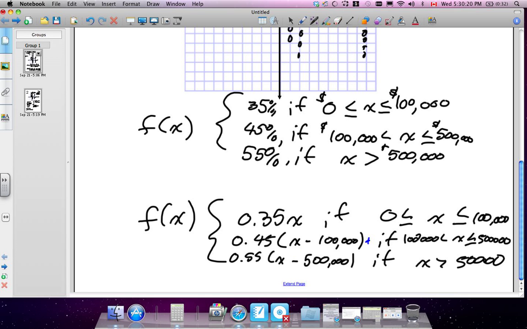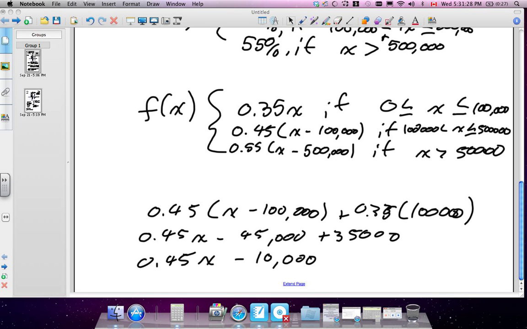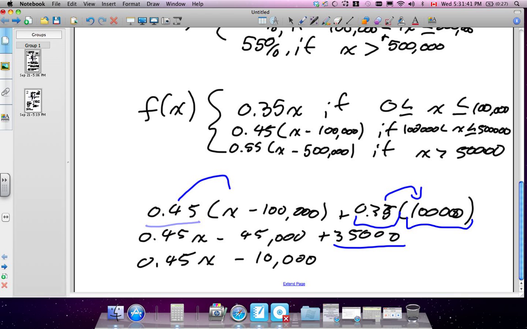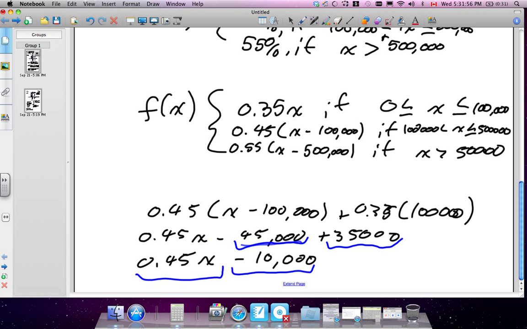Oh, that's how she got it. So the way she got her number is after 100,000, so x minus 100,000, we're paying 45%. But because our first 100,000 has to be taxed at 35%, she distributes. We get 35,000. I distribute the 0.45 into here, I get 0.45x minus 45,000. And then I combine my like terms, negative 45,000 plus 35,000. I get 0.45x minus 10,000. So the brackets kind of drop off. And let's make our third equation the exact same style.